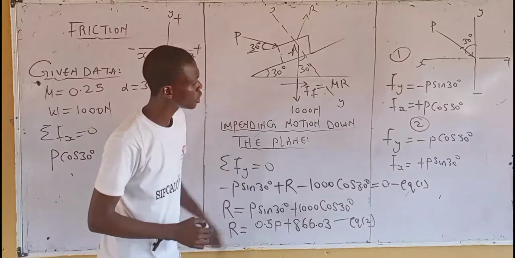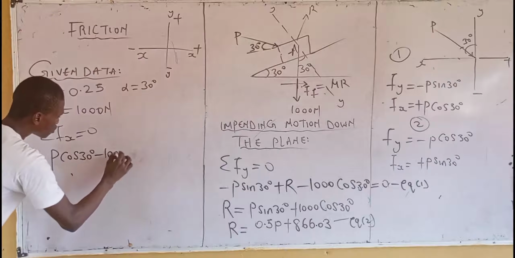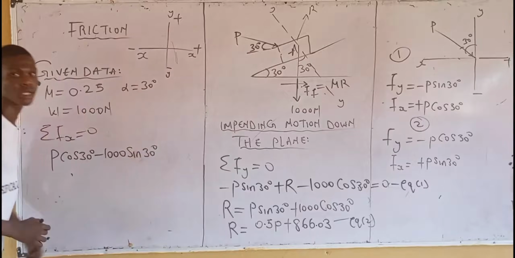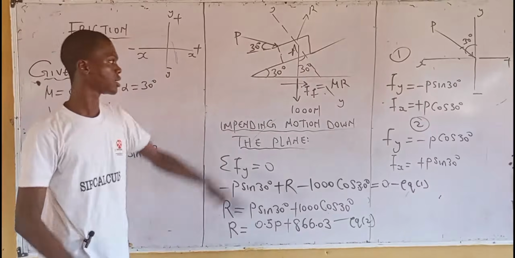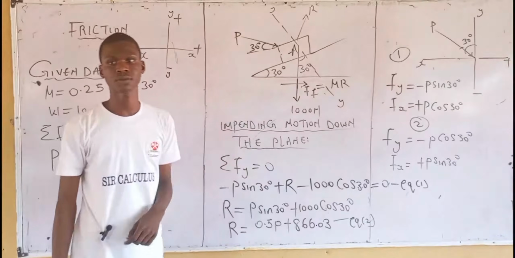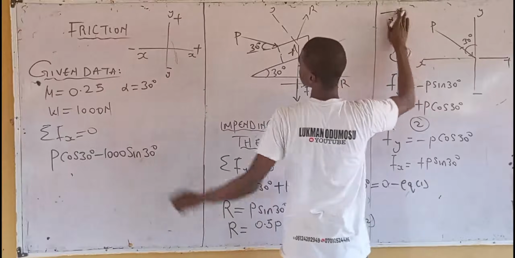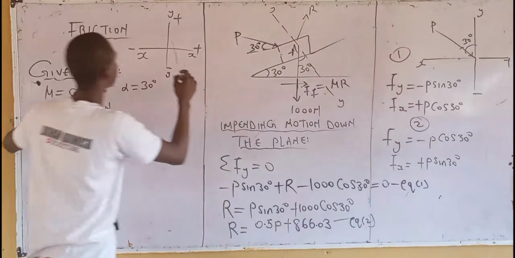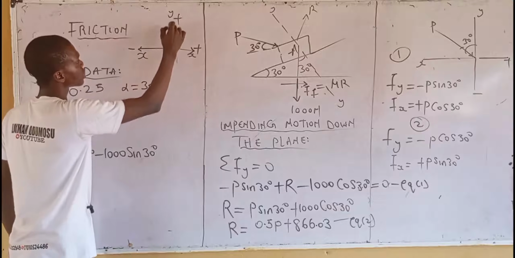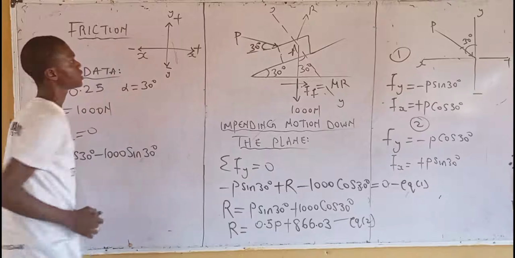Moving on to the next one. That's minus 1000 sine 30 degree. Then for your frictional force, will it be positive or negative? Positive. Force of this nature, positive. Okay, this is it here. Force of this nature, positive. Force of this nature, negative. For the x-axis. Then for the y-axis, if your force is like this, positive, like this, negative.